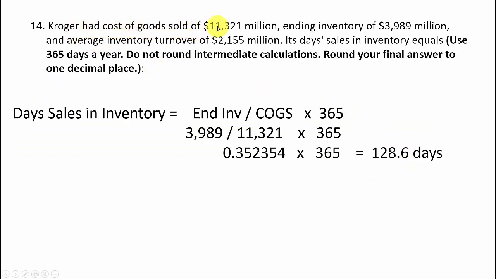Kroger had a cost of goods sold of $11,321,000. Ending inventory was $3,989,000. Average inventory is $2,155,000. Its days sales in inventory equals what? And you're supposed to use 365 days. So our days sales in inventory calculation would be the ending inventory of $3,989,000 divided by cost of goods sold of $11,321,000, which gives us 0.352354 times 365 days, or Kroger will run out of inventory in about 128 or 129 days.